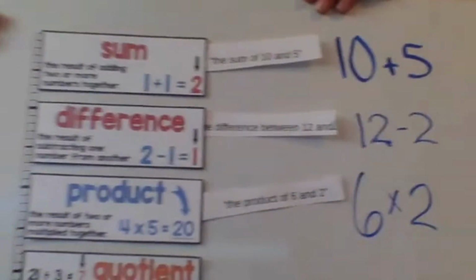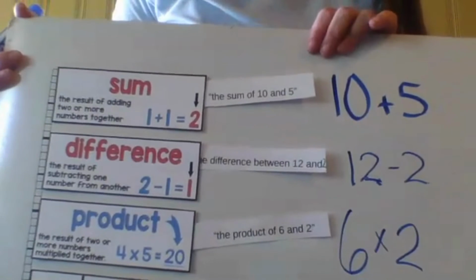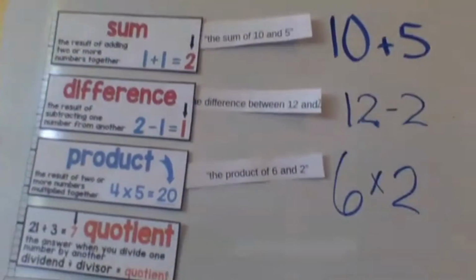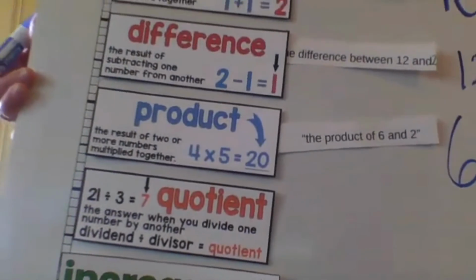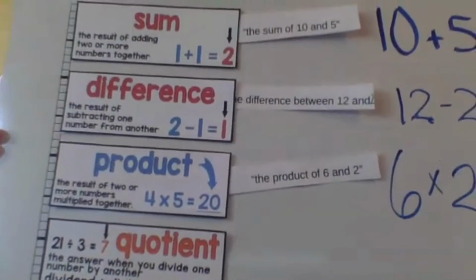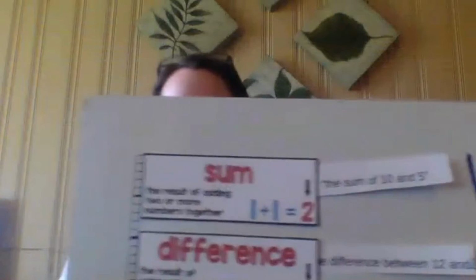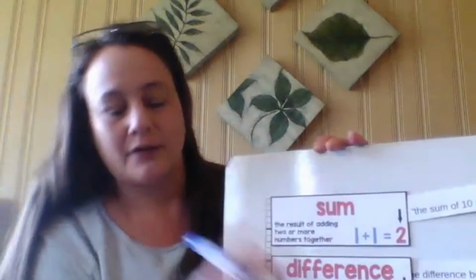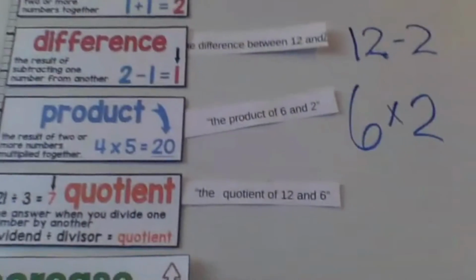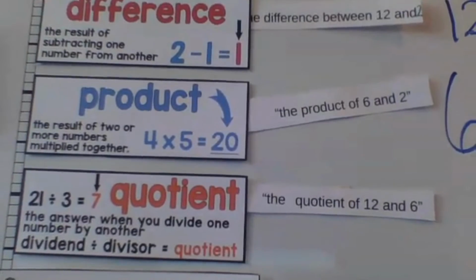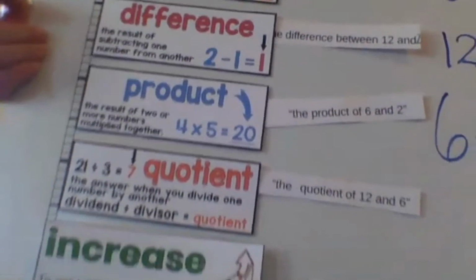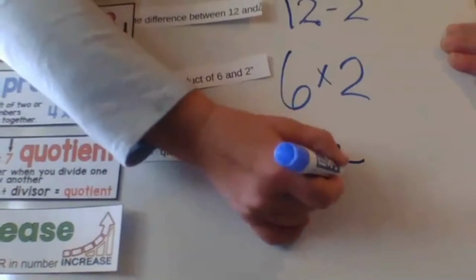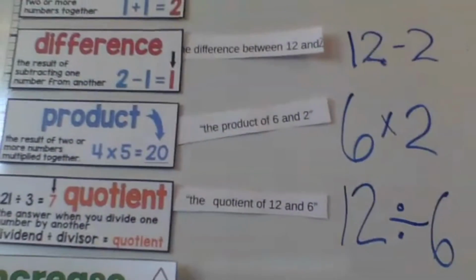So we've got sum is adding. Difference is subtracting. Product is multiplying. And then we have quotient. Anytime we see quotient, that means we are going to divide. In word form, it would look like the quotient of 12 and 6. So if we write that with numbers, it would be 12 divided by 6.